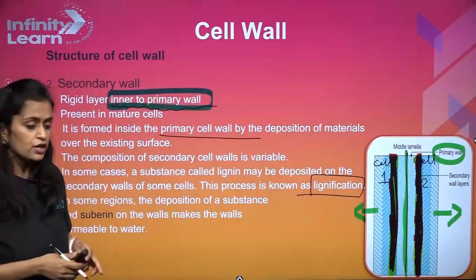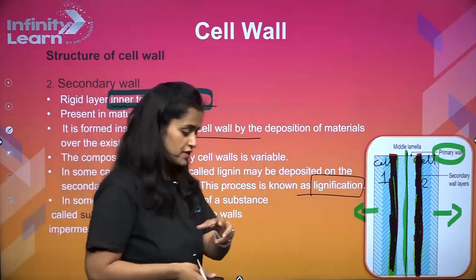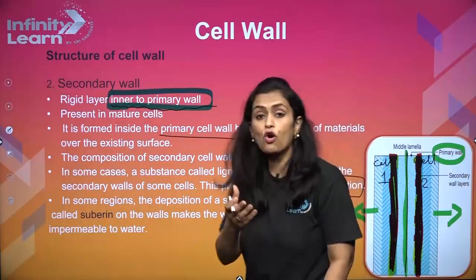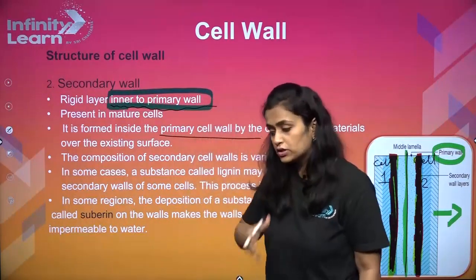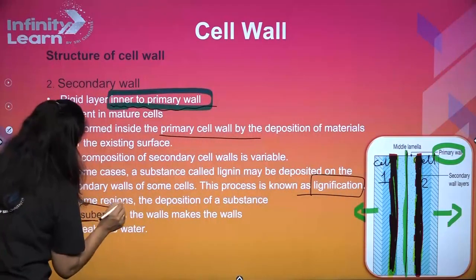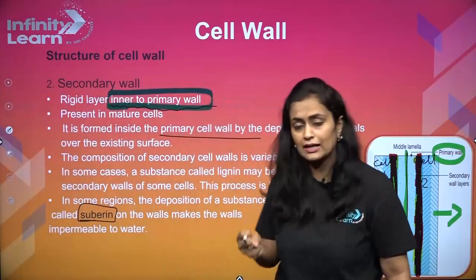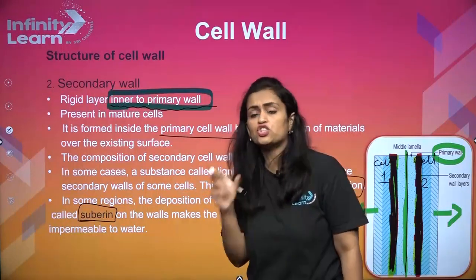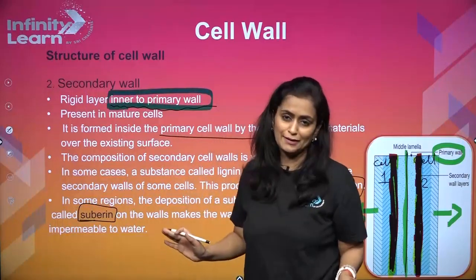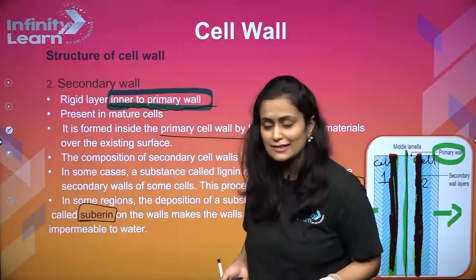Deposition of lignin is not in all the cells. Some cells have a different composition of secondary cell wall. Many cells have the deposition of suberin, like your cork cells. Their cell wall has a deposition of suberin, S-U-B-E-R-I-N. This is also a very rigid material and it gives a permanent shape to the cell. Even after the cell is dead, the suberin would still be there. That's why Robert Hooke observed only the cell walls and empty cells inside them.